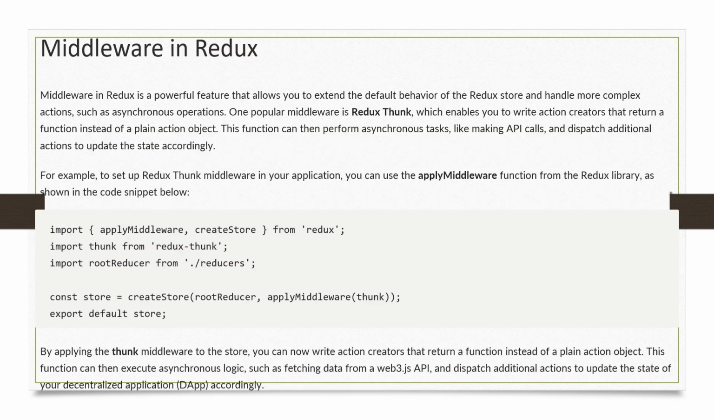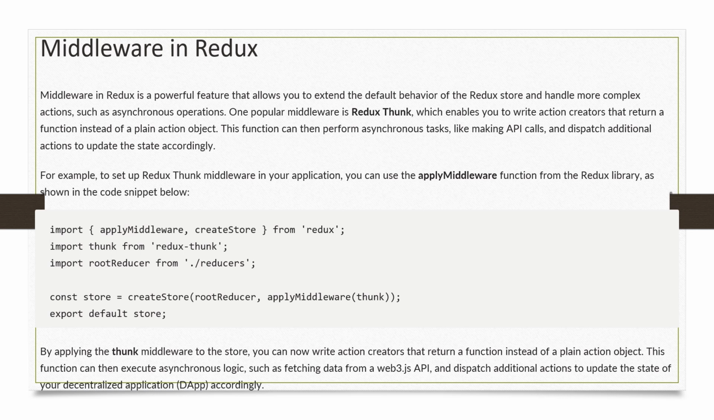Middleware in Redux allows you to extend the default behavior of the Redux store and handle more complex actions such as asynchronous operations. Redux Thunk is a popular middleware that enables writing action creators returning a function instead of a plain action object. For example, to set up Redux Thunk middleware in your application, you can use the applyMiddleware function from the Redux library as shown in the code snippet.